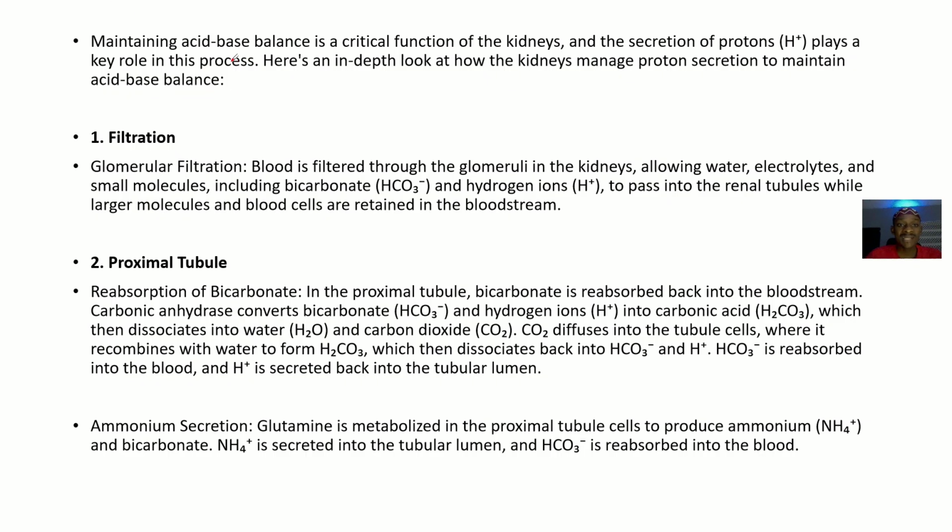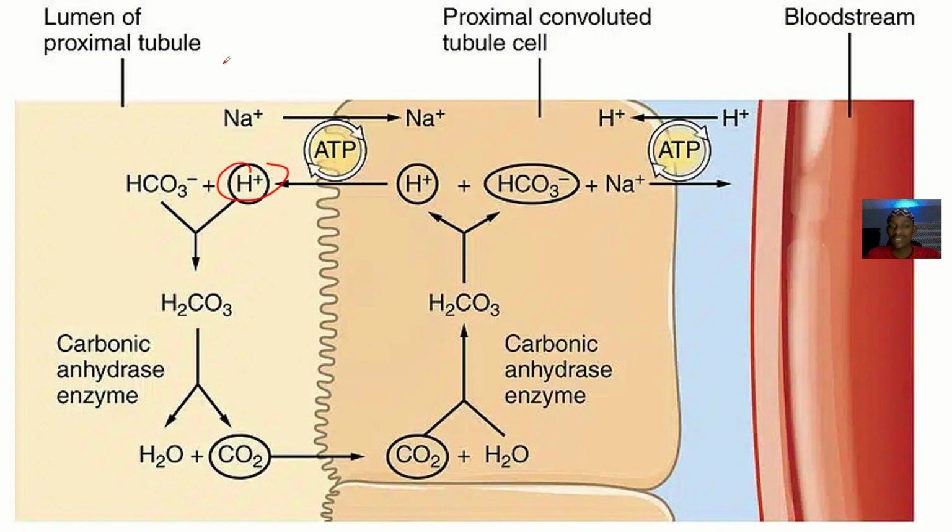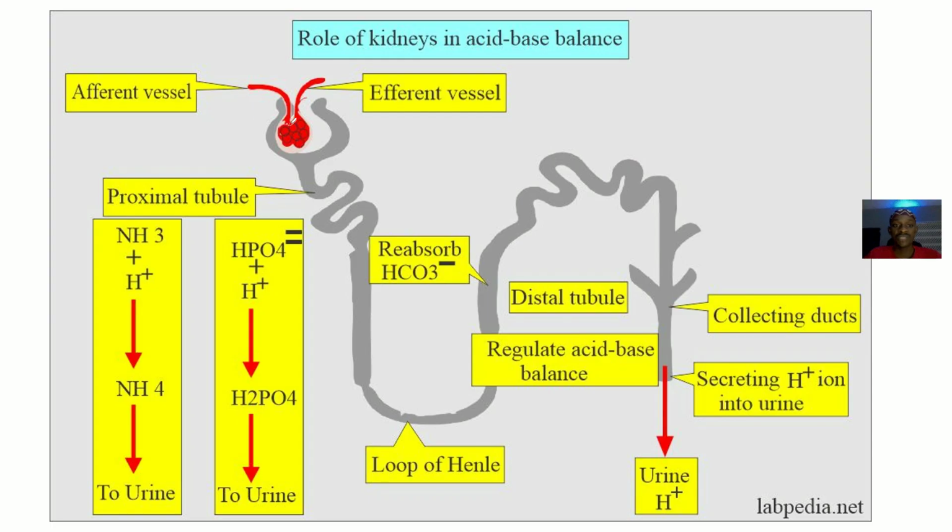We said that maintaining acid-base balance is a critical function of the kidney. All right, and secretion of the protons, that's the hydrogen ion, plays a key role in this process. Okay, so here we are looking at how this kidney manages proton secretion to maintain acid-base balance. So let's start from glomerular filtration, which is here. So I'll use this picture more.